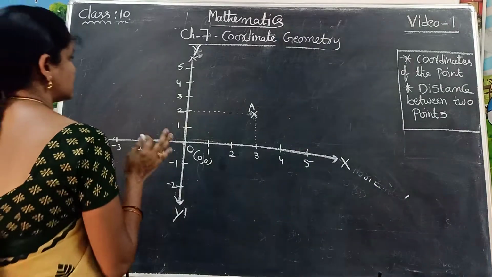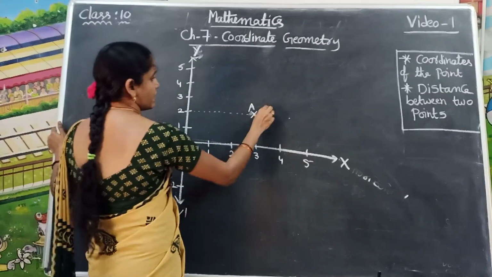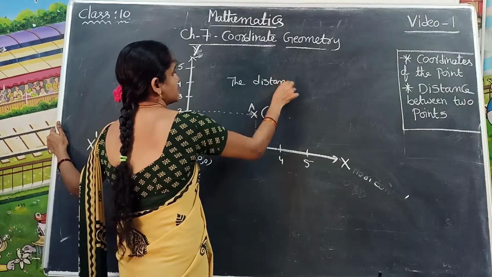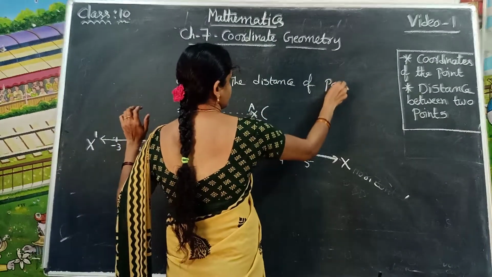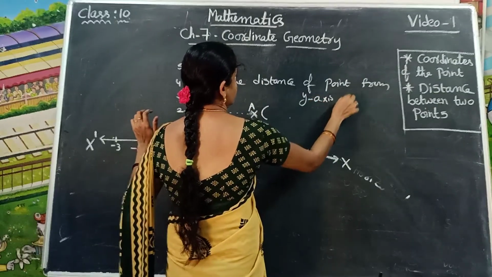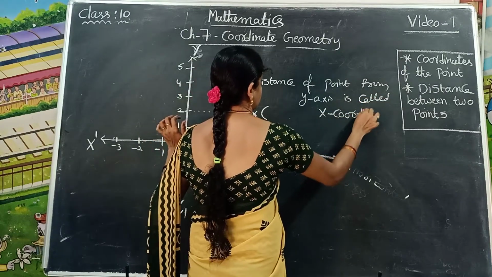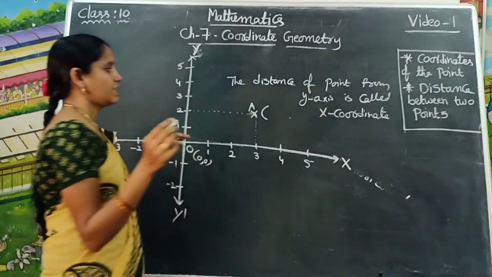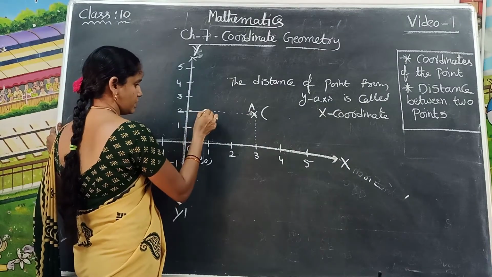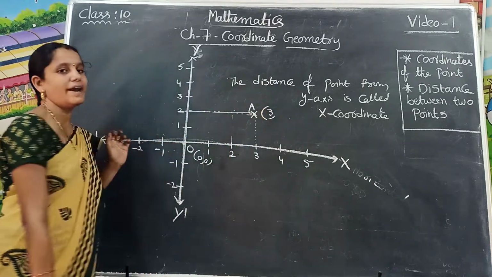So here the distance of a point from the y-axis is called x-coordinate. So here you see, here this point is kept. So this point is at a distance of 1, 2, 3, 3 units from the y-axis. So it is called x-coordinate.